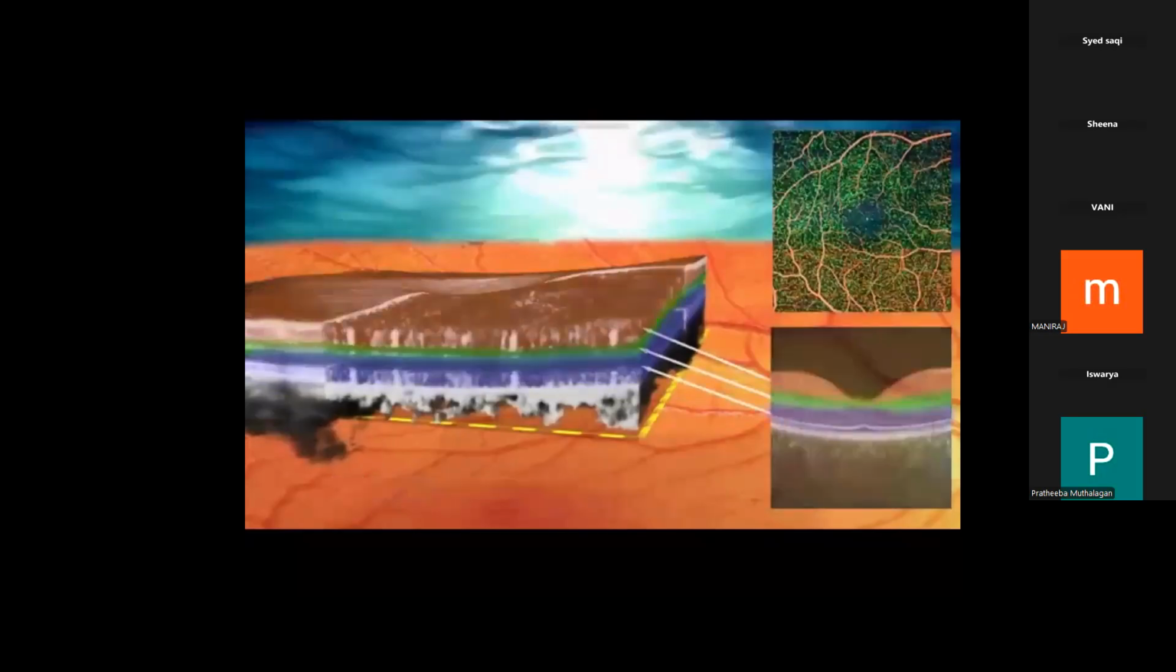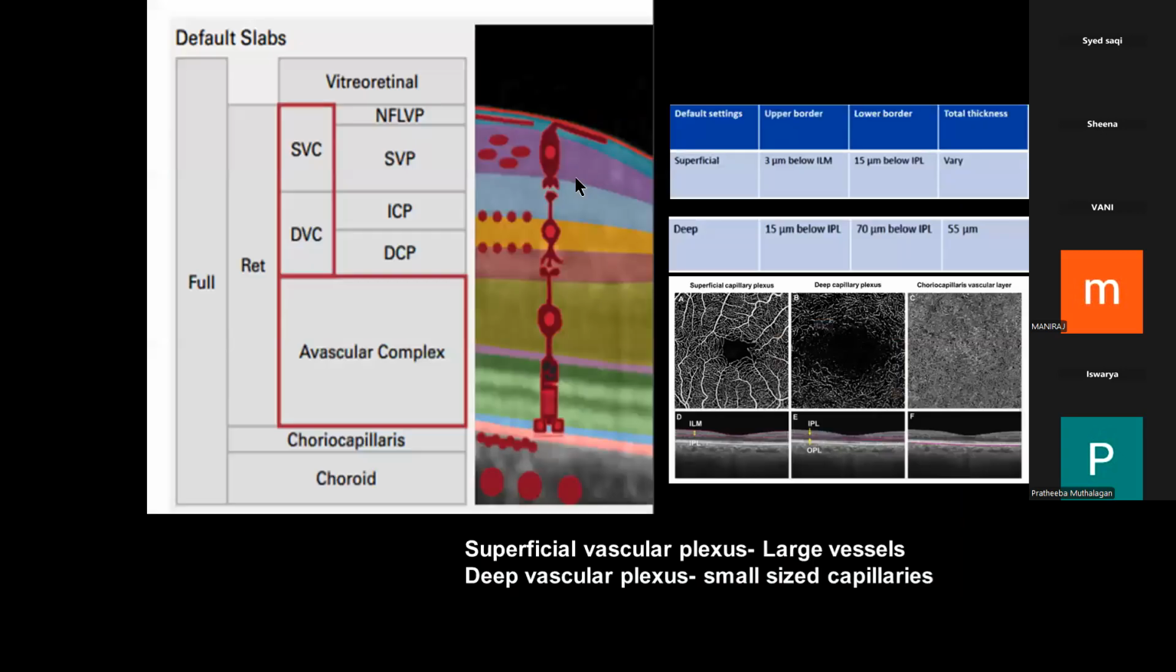See, basically the superficial slabbing, what we call, differs from one OCTA machine to another. Typically, the superficial vascular plexus starts from the ILM up to 15 micrometers below the IPL, that is the inner plexiform layer. The deep vascular plexus starts from the IPL and goes up to the outer plexiform layer. So basically, the superficial vascular plexus consists of large vasculature, and the deep capillary plexus consists of small sized capillaries.